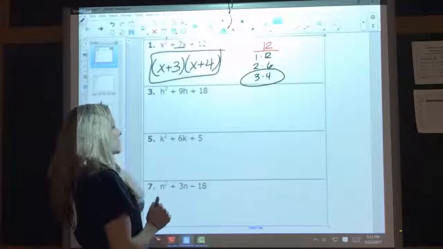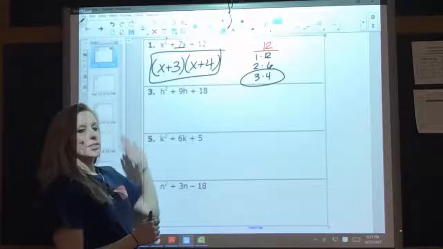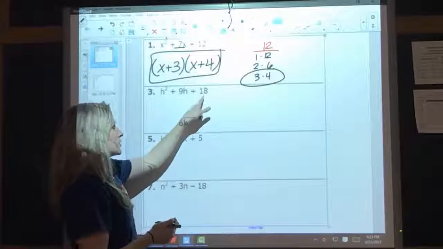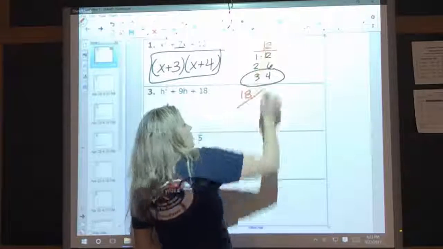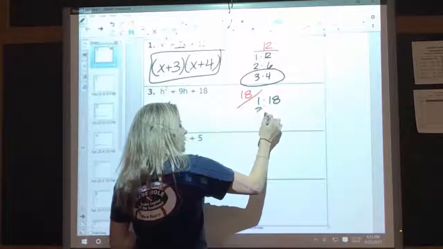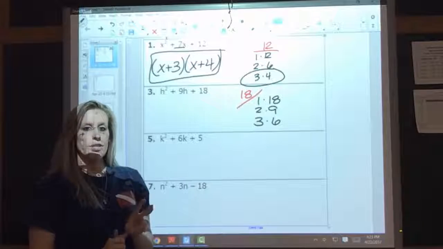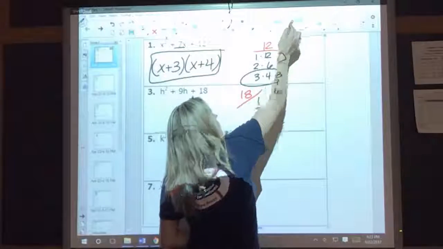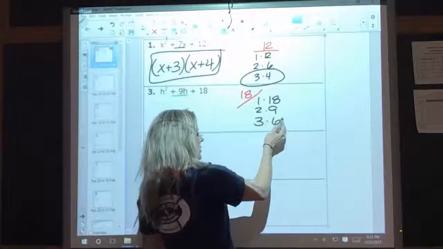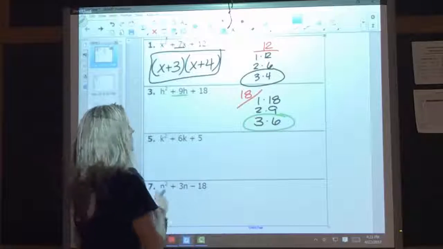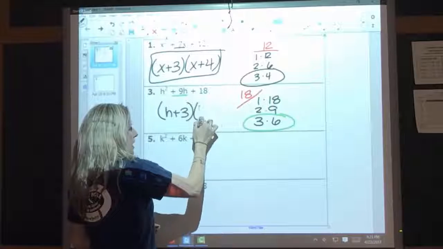Okay, so let's look at number 3. Check and make sure, does the first term have a number in front? And if it doesn't, all you have to do is take that last number, figure out the factors. So 1 and 18, 2 times 9, 3 times 6. Ask yourself which two will add or subtract to give you a 9 in the middle. The only way you can get 9 is 3 plus 6. So my factors would be h plus 3 and h plus 6.